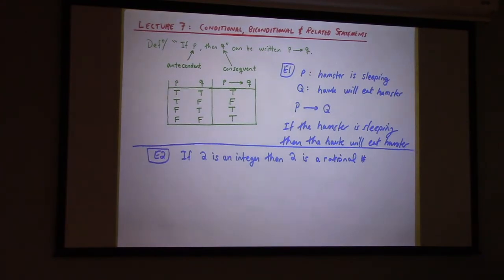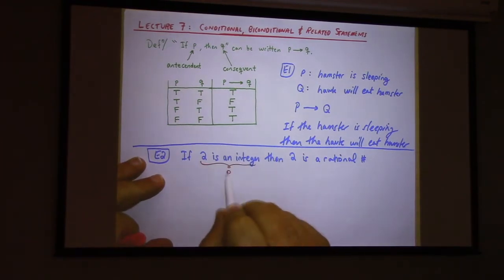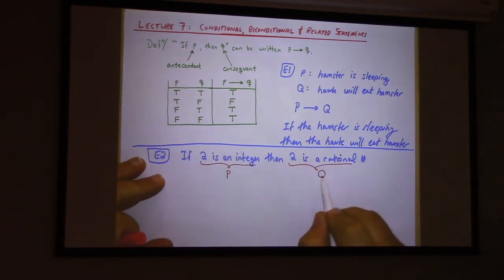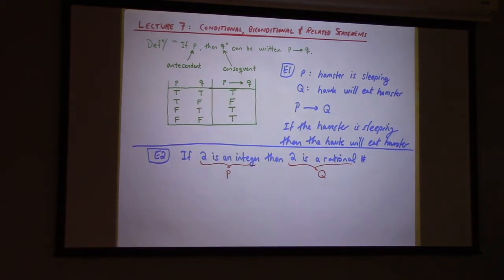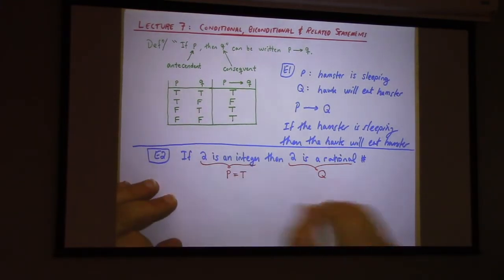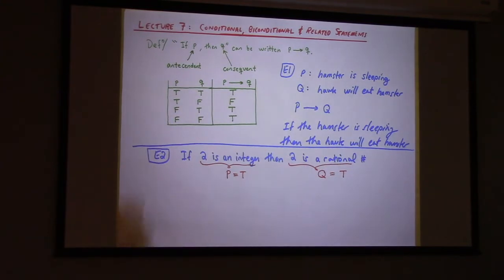All right. So why is this true? So this is P, and this over here is Q. Is 2 an integer? Remember what integers are? They're like 0, plus or minus 1, plus or minus 2. So 2 is an integer. And rational numbers are just fractions. Whole numbers are included in rational numbers. So both P and Q are true. We would say P equals true, Q equals true. So this sentence is true, in terms of the propositional logic here. If 2 is an integer, then 2 is a rational number.